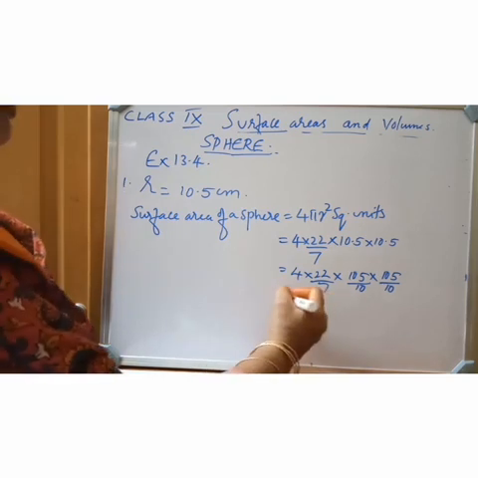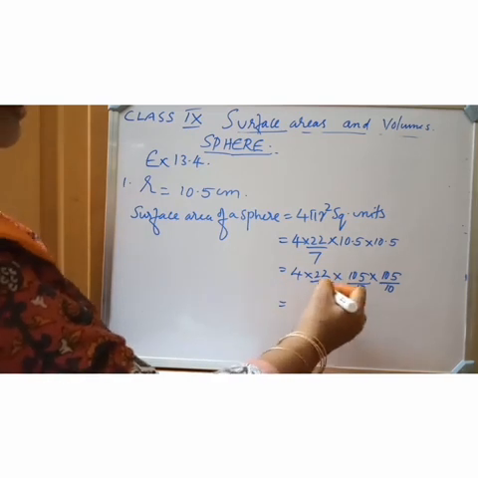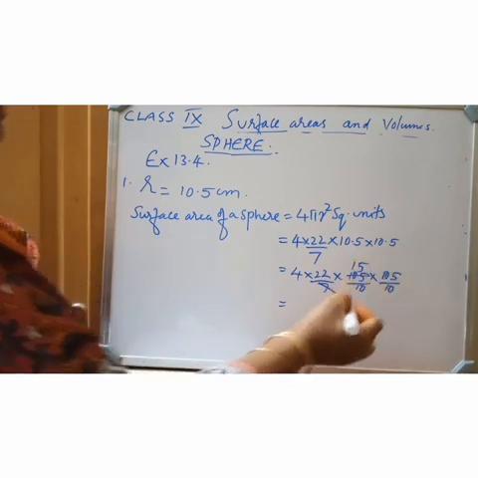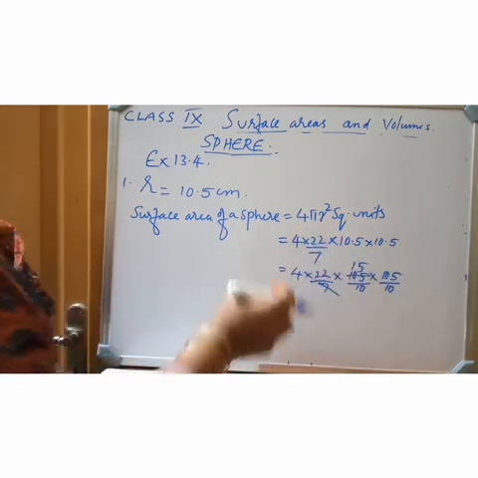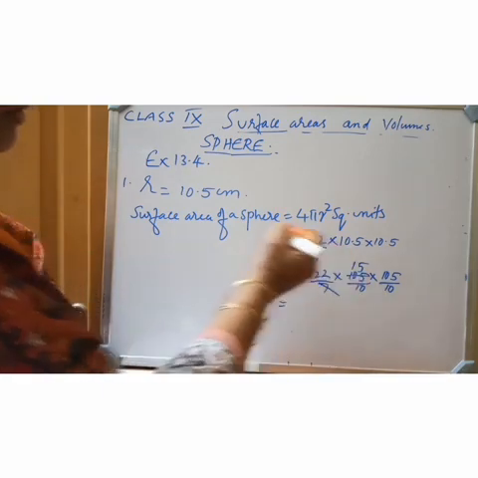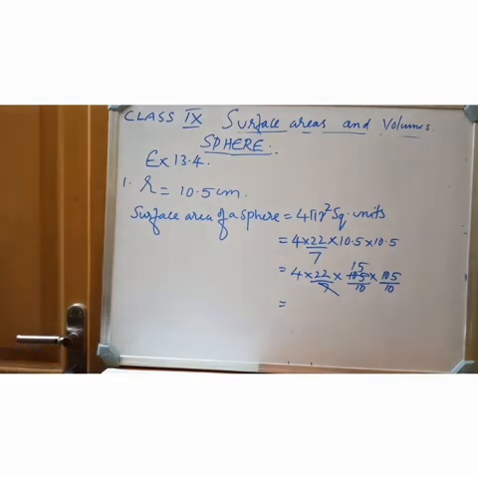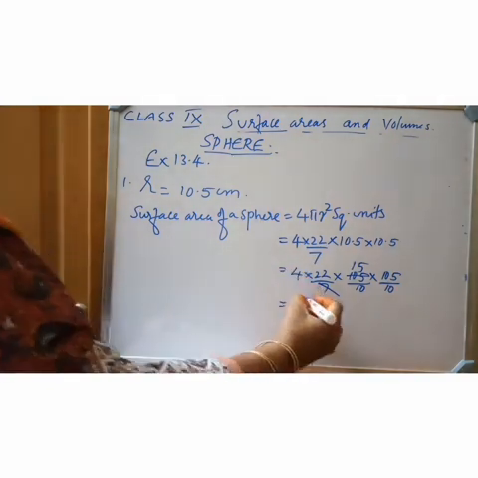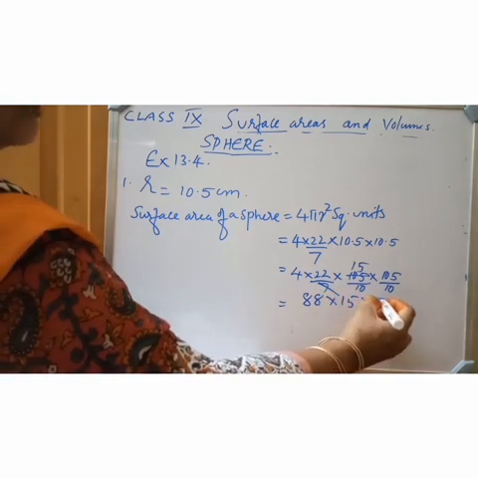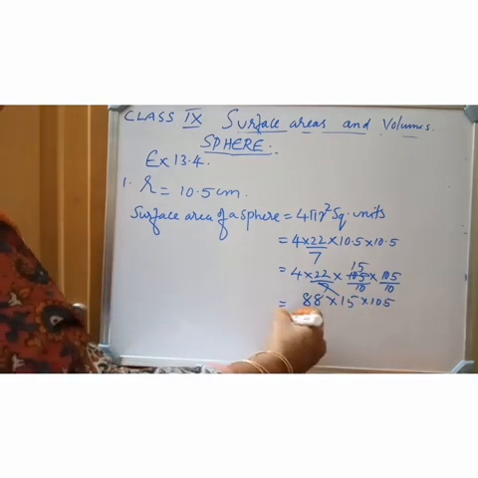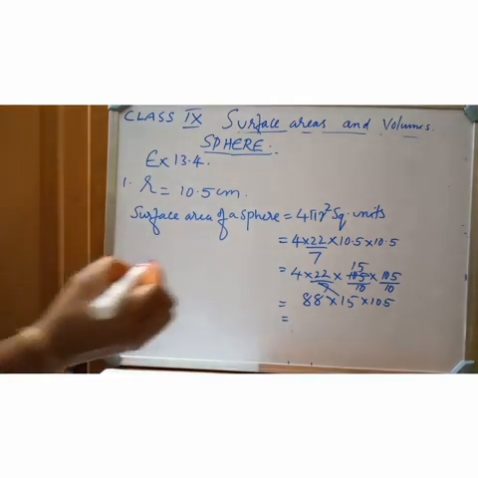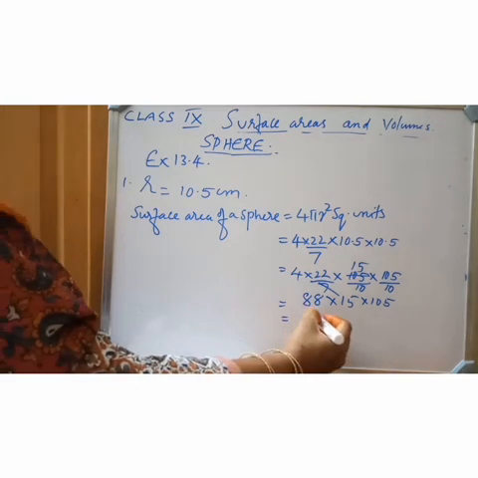Okay. So I am first cancelling the 7 and 105. 1 7 is 7, balance 3, 35, 5 7s are 35. So 15 7s are 105. Okay. The remaining you have to multiply and divide by 100, you will get the final answer. 4 into 22, 88. 88 into 15 into 105. First all of you take your pencil, multiply in the rough column. We will get the answer as 138600.